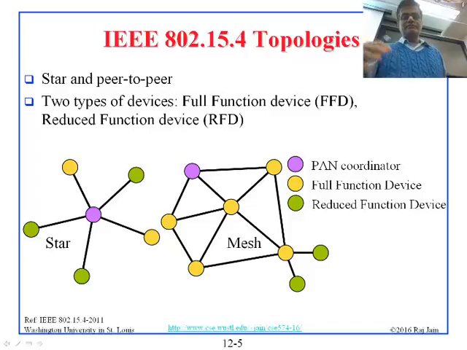Okay. So, in a sense, there are three functions. One is just be a node somewhere in the network. Second is be a coordinator. And third is be a leaf. The reduced function devices can only be the leaf. They cannot send somebody else's packet somewhere else. Whereas these full function devices can forward packets. And the coordinator can do more than forwarding packets. It can hold your packets, it can make you sleep, and a lot of other things that we'll see.